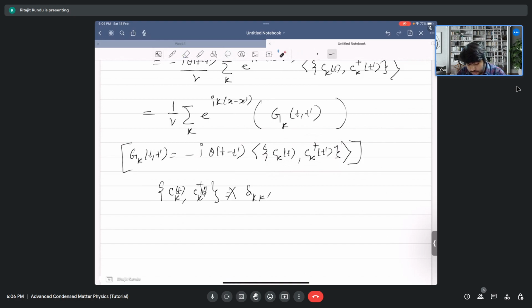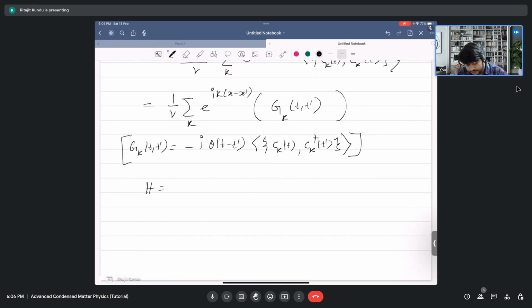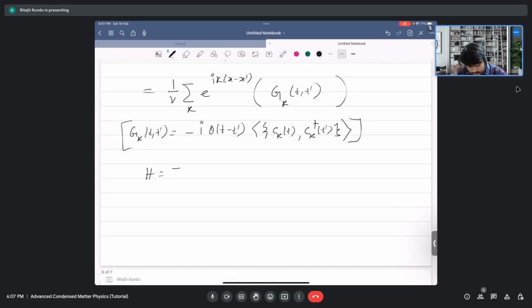So let's say I have a Hamiltonian which is written in terms of this momentum. The Hamiltonian is given by, let's say, sum over k of epsilon k c k dagger c k. It's a diagonal Hamiltonian, and if it is a diagonal Hamiltonian, then you probably remember that the time dependence of the annihilation and creation operators are just like this: c k (t) is e to the power minus i epsilon k t times c k, and also c k dagger, the creation operator, is given by e to the power i epsilon k t times c k dagger.